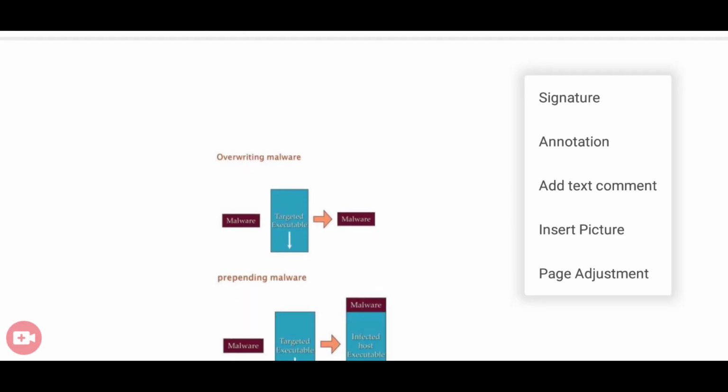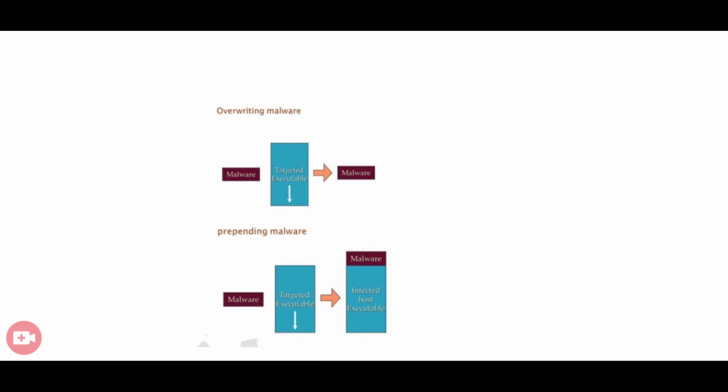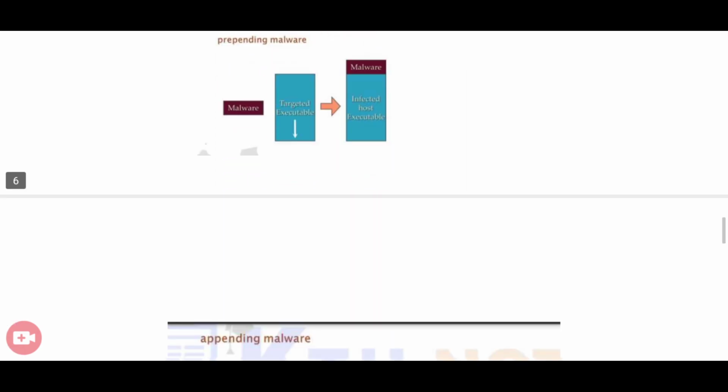The different categories of malware: one is overwriting malware. Suppose we have an executable file. If malware affects an executable file, the data of the executable file will be overwritten, or modified, by the malware. That is overwriting malware. The content of the executable file gets affected. And prepending malware: there is a targeted executable file and a malware. The malware is placed before the executable file, and after that it is infected. So one is overwriting malware and another is prepending malware.